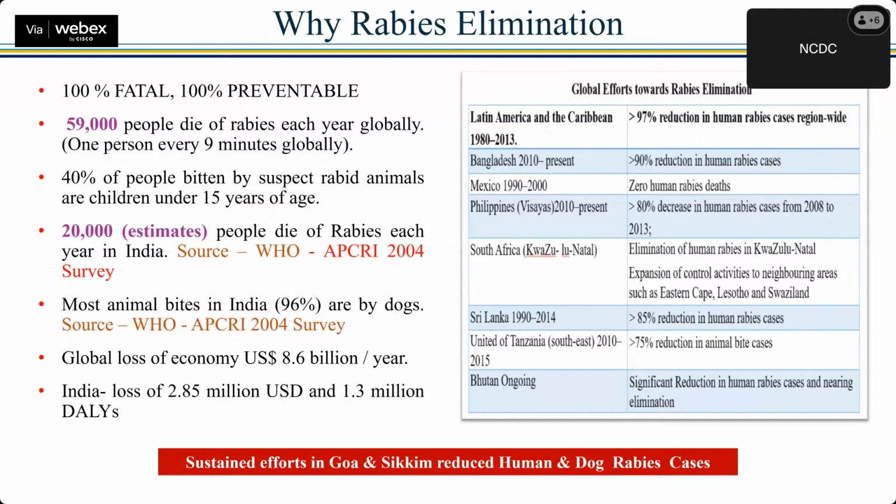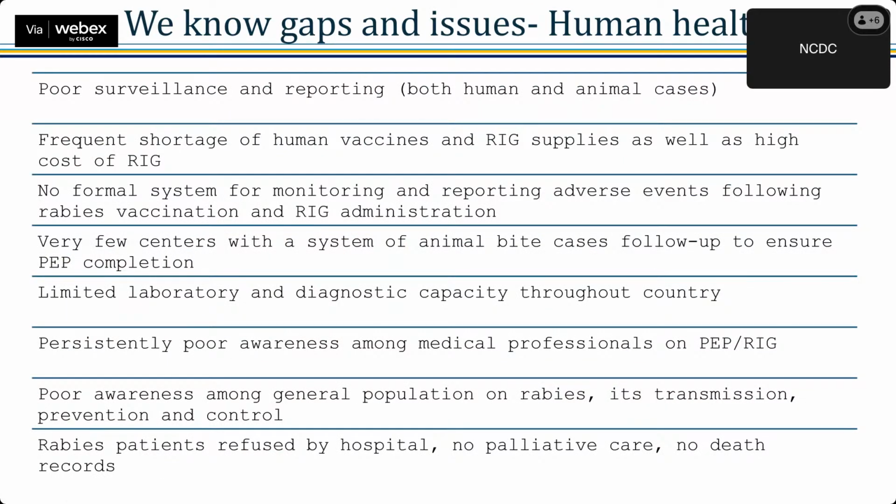Those are global examples, and in our country, Goa and Sikkim are the states which have shown that the One Health approach leads to a reduction in the number of human rabies cases. These efforts have shown that we can have a successful strategy and go for rabies elimination. Based on these various successful examples, we planned for the development of the National Action Plan for Rabies Elimination.